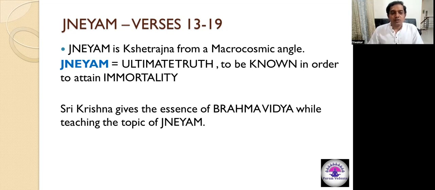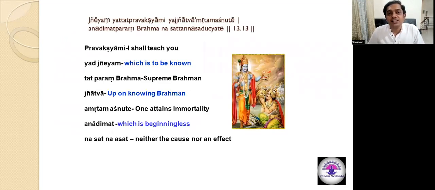In the next slide, we will see verse 13, where Shri Krishna says, Pravakshami, I shall teach you, that is Arjuna and all of us, that jñēyam, which is to be known. And what is it? Krishna calls it Tat Param Brahma. It is the Supreme Brahman. What is the benefit of knowing Param Brahma? Krishna promises, jnatva, upon knowing Brahman, amrutam-ashnate, one attains immortality. Then he starts to reveal the knowledge of Param Brahma. He says this Param Brahma is Anadi, beginningless, and it is na Sat and na Asat, neither an effect nor a cause.